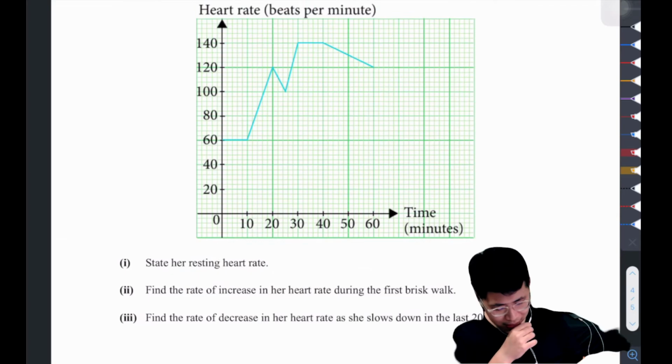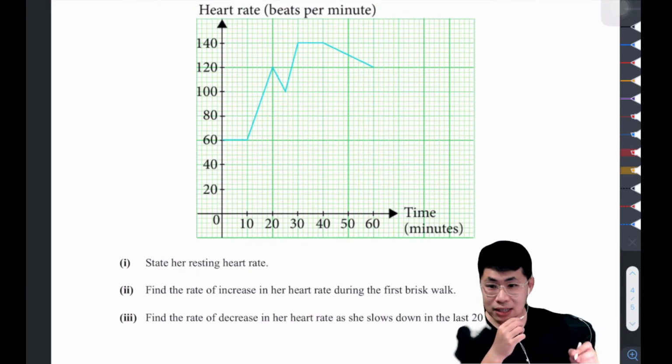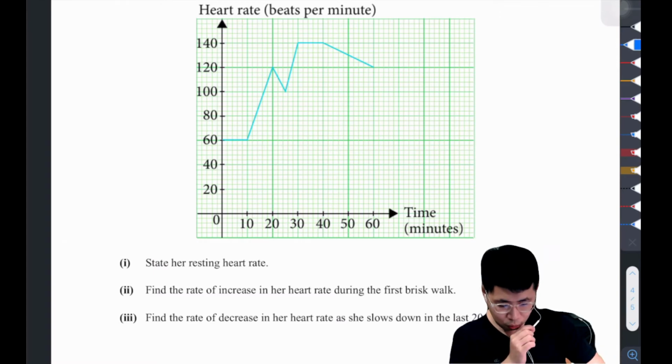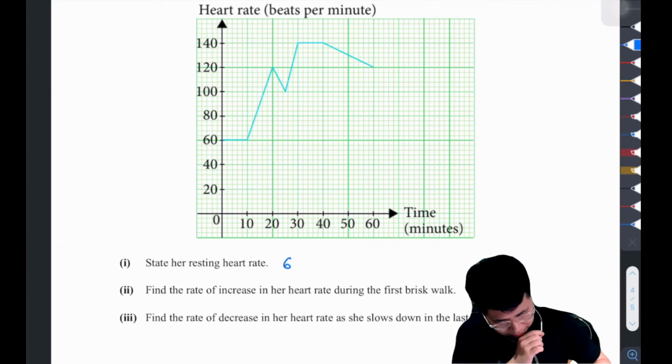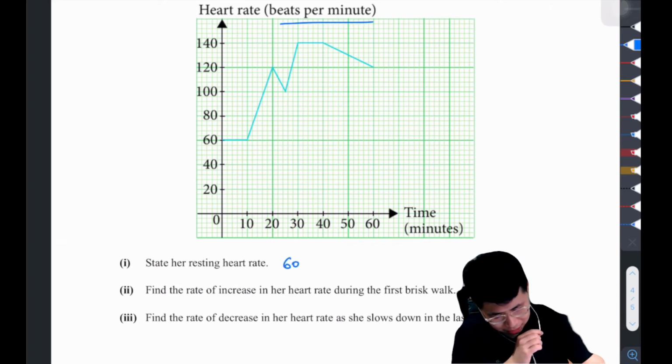Okay, so state her resting heart rate. Resting heart rate means the heart rate where she's really sitting down and resting. So which are we looking at? This one over here. So this is going to be 60, and we follow the unit beats per minute.